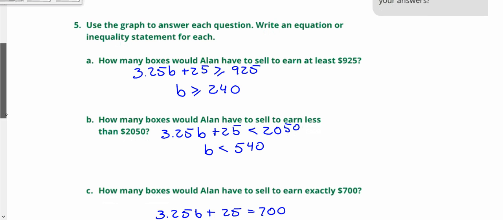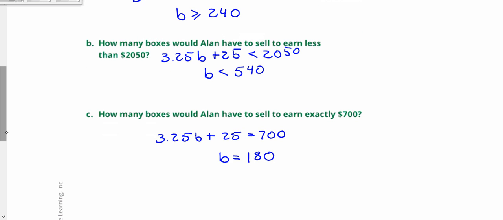And last but not least, to earn exactly 700, so that would be equal to 700, and that would be 180 boxes.